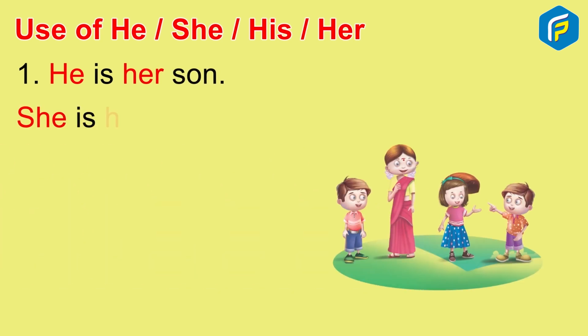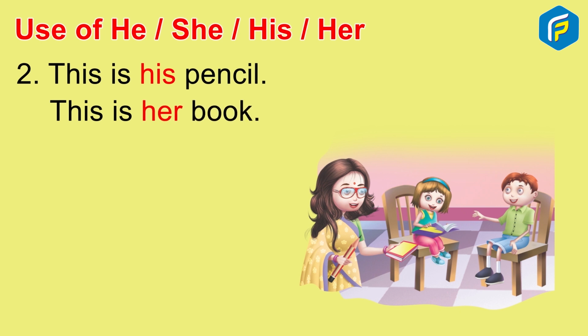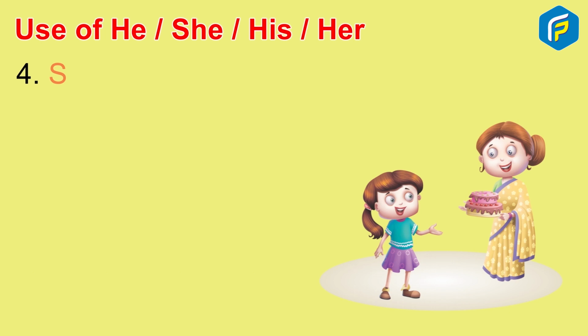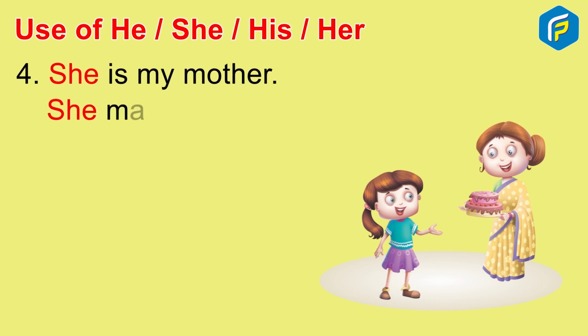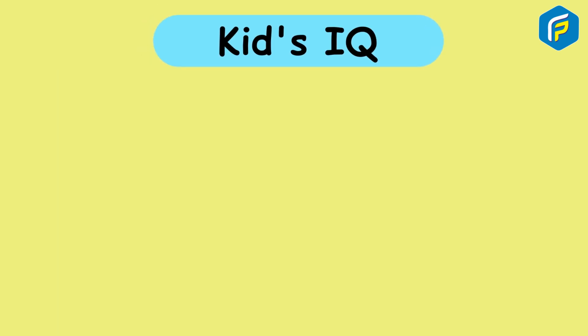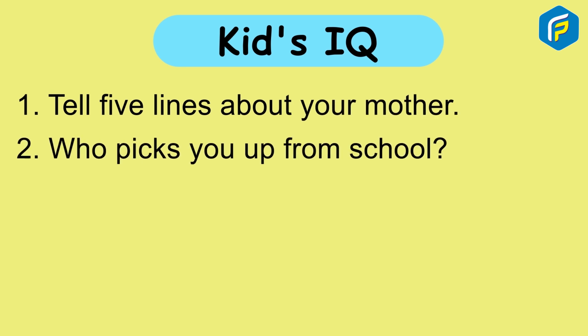He is her son. She is his sister. This is his pencil. This is her book. She is a lady. She is your mother. She is my mother. She makes delicious cakes. Kids IQ. Tell 5 lines about your mother. Who picks up you from school?